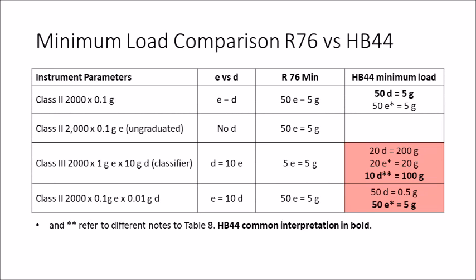Well, what are we going to do with Handbook 44? How would you interpret it? Well, your guess is as good as mine. I think the table is very nebulous and unclear. Maybe you might get it right and assume it's 50E or 5 grams. But the point I want to point out in looking at this table is, look at the first 3 rows here. R76 expresses the minimum load in E in 3 out of the 4 cases, and it fits in with the table, which is in E to begin with.